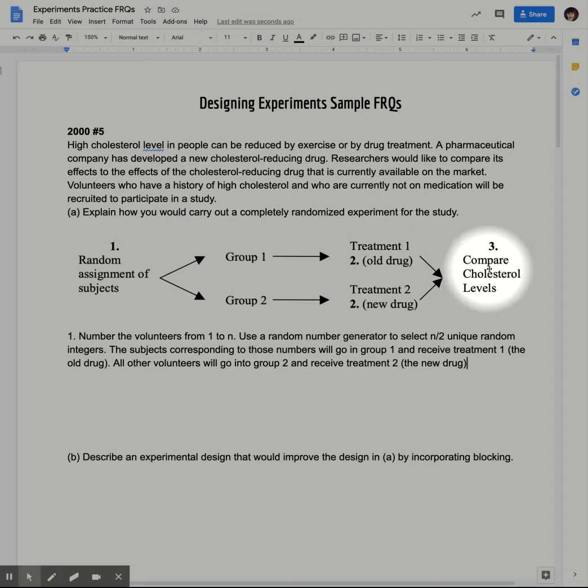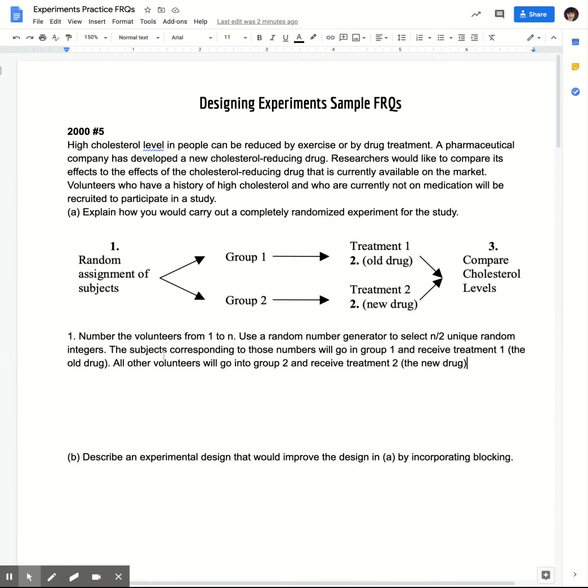And then the last thing that I want to make sure that I point out is that I included this compare cholesterol levels. So you always want to have this step at the very end, the compare, and put that in context, right? So I wouldn't say comparing treatments, even though I am, right? What I'm comparing is cholesterol levels, okay? And then, like I said, if you are not going to write out how you are going to do this experiment, if you're going to draw a picture or a diagram like I did, you have to explain how the random assignment occurred.